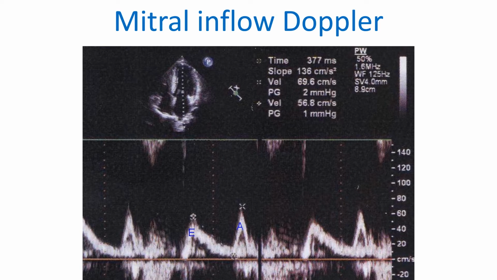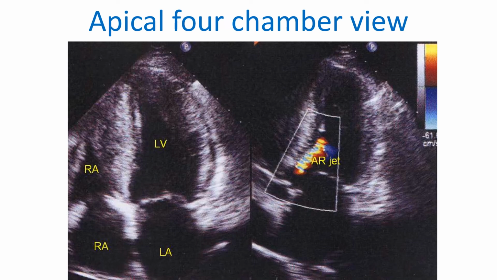Hence, the A wave becomes taller than the E wave, EA reversal, one of the simple Doppler echocardiographic findings of left ventricular diastolic dysfunction. This finding is quite common in older individuals with lusitropic abnormality, impaired relaxation of the left ventricle. Apical four-chamber view and apical five-chamber view showing mild aortic regurgitation by color Doppler.